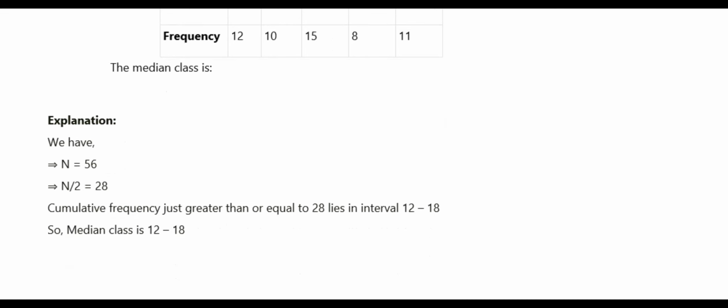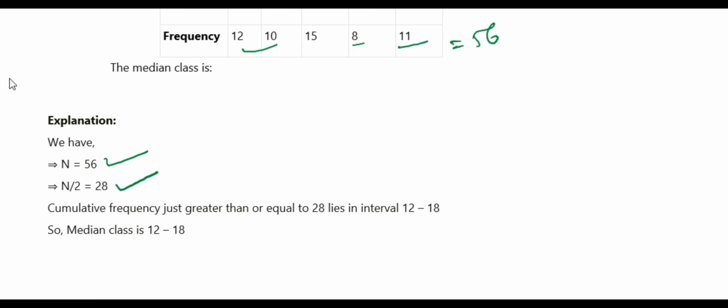Here we have the cumulative frequencies 12, 22, 27, 37, 45 and then 56. The total frequency is 56, so n equals 56 and half of n equals 28. Then how can we choose the median class?